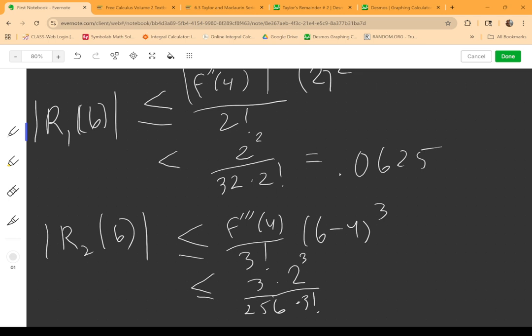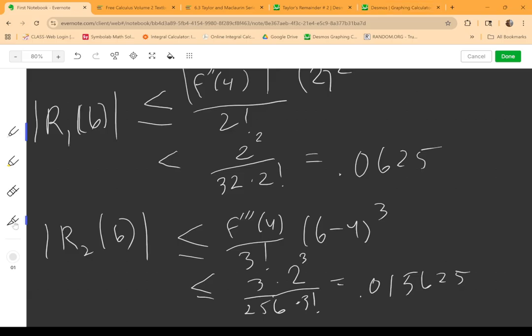Okay, and then this is 0.015625. So we see that the error becomes less compared to our first and our second Taylor polynomial. Okay, so now we have an error in our approximation.